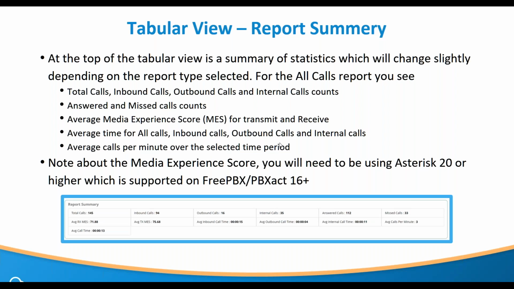And we also display the average media experience score for every transmit and receive of media RTP packets for every call. This feature was added in Asterisk recently, in Asterisk 18, I believe. But it is also now available with the latest version of FreePBX or PBXact, right? So you can also get average media score statistics here with the CDR Pro module, right?